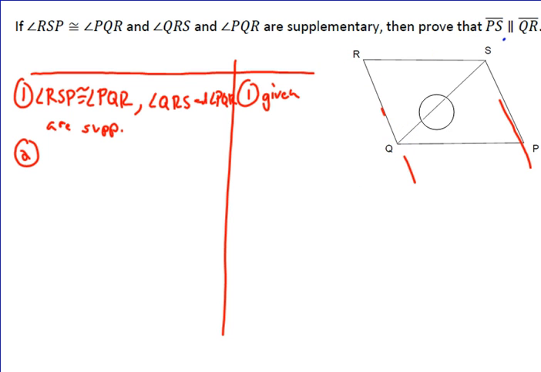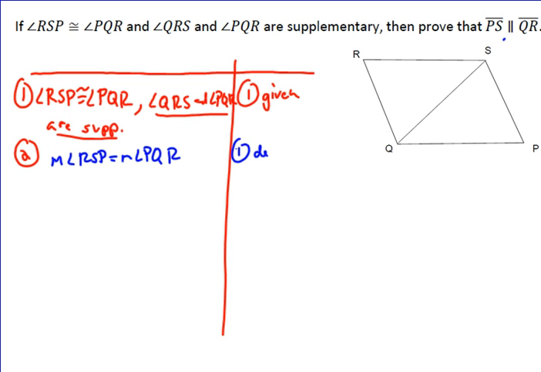So let's look at what we have. We're given that RSP is congruent to PQR, and we're given that QRS and PQR are supplementary. Well, having this supplementary thing tells me that maybe I should go ahead and see if I can show that RSP and QRS are supplementary as well. And it turns out that it actually is going to be pretty easy to do, because based off our given statements, we know that measure of angle RSP equals measure of angle PQR. And that's just definition of congruent angles.